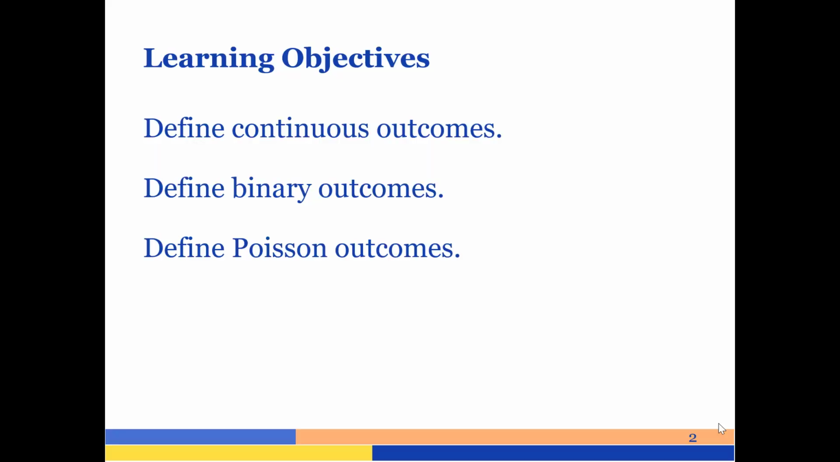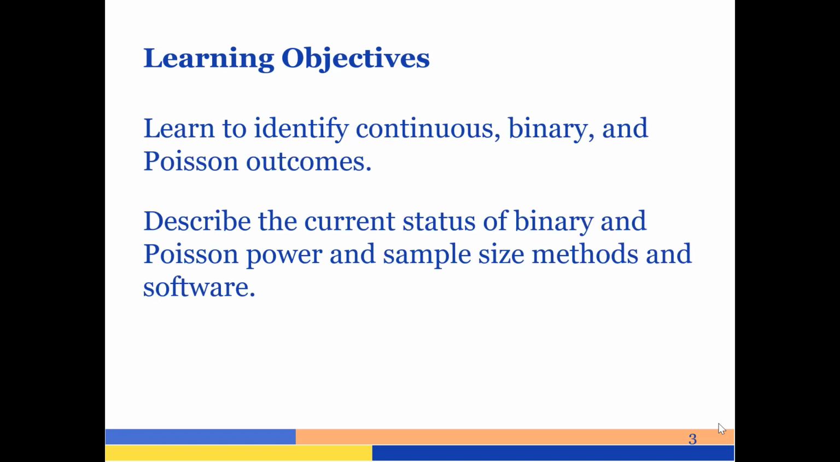We will define all three types of these outcomes. We will also make sure you know how to identify them so you are able to recognize them in your work. Finally, we'll talk about binary and count methods in software as they pertain to power and sample size analysis. Also note that you can see the term Poisson in the slides. This is another term to describe count.